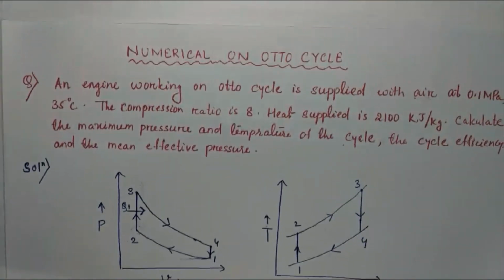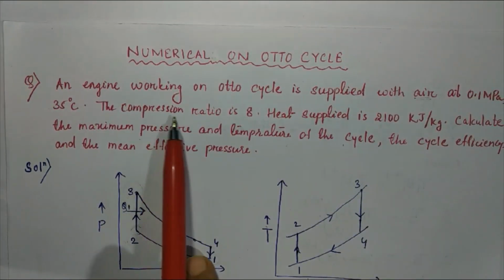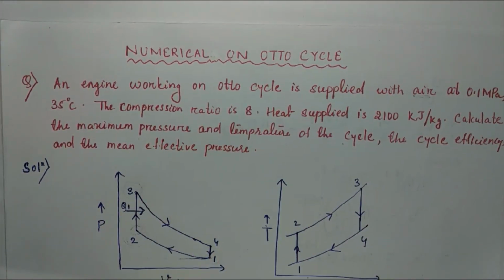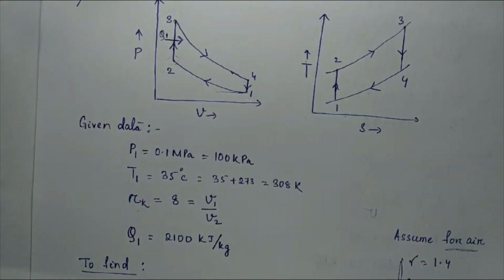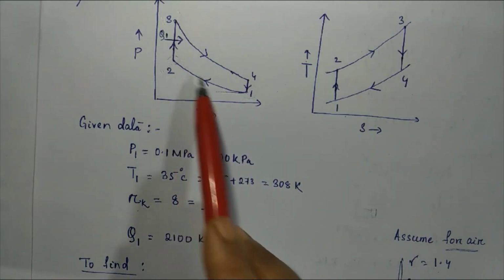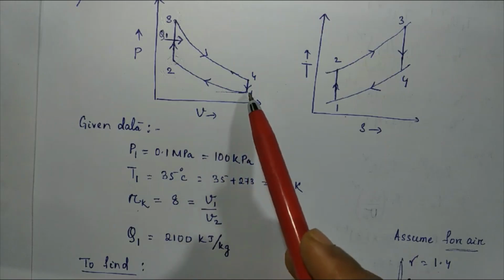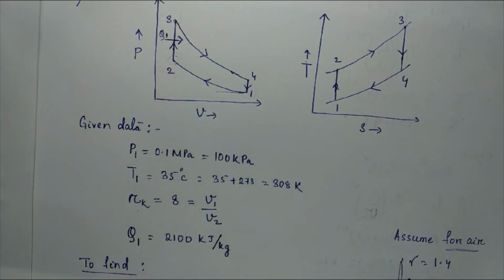The next data given in the question is the compression ratio, which is 8. The compression ratio is the ratio in which we consider the maximum volume by minimum volume. So that is expressed in terms of rk, equal to 8, equal to maximum volume by minimum volume, that is for the compression process 1 to 2, V1 by V2.